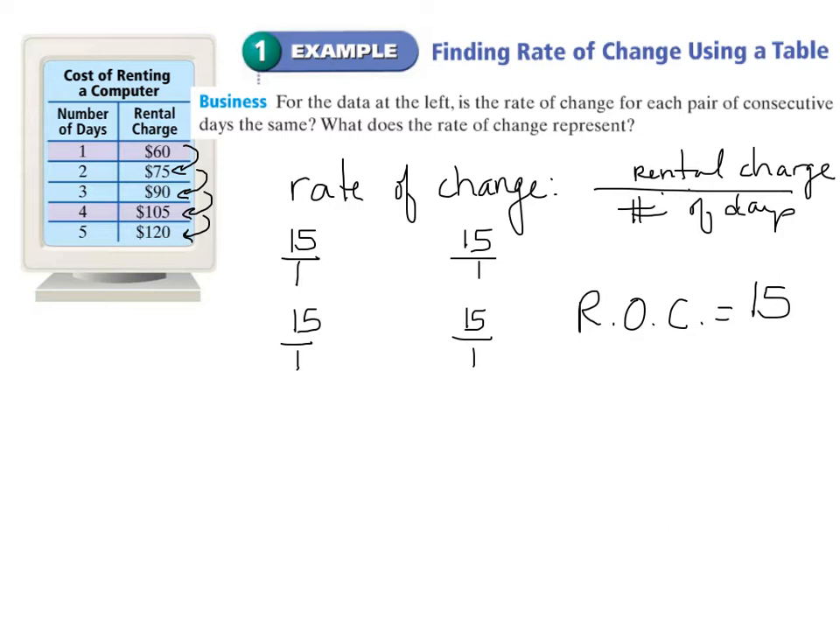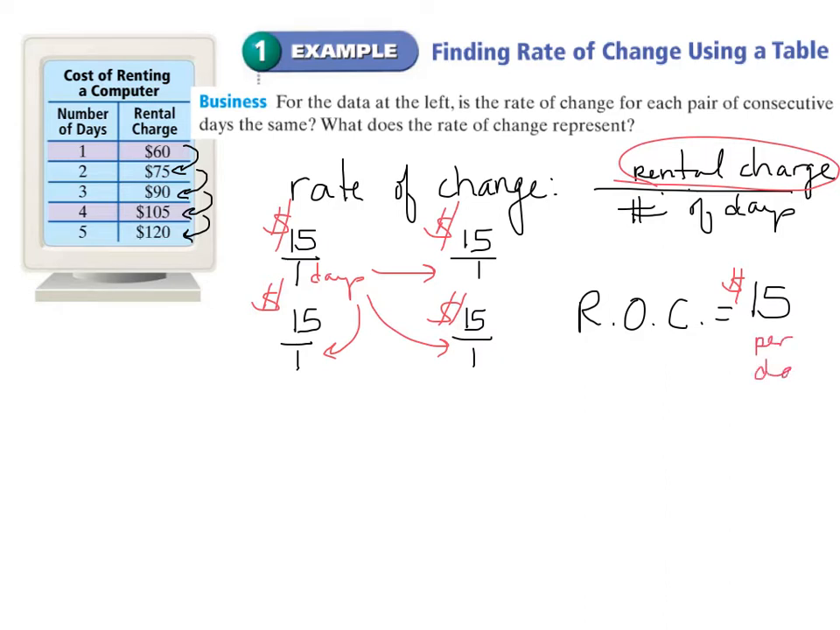So what does the rate of change represent? The rate of change is 15. What does that mean here? The number of days goes up by 1. This is where your labels come into play. Look at this, rental charge. That means each of these is a rental charge, which is dollar signs, so it'd be $15. The number of days is what's on the bottom. So each of these has a label of days. So this means it'd be $15 per day.